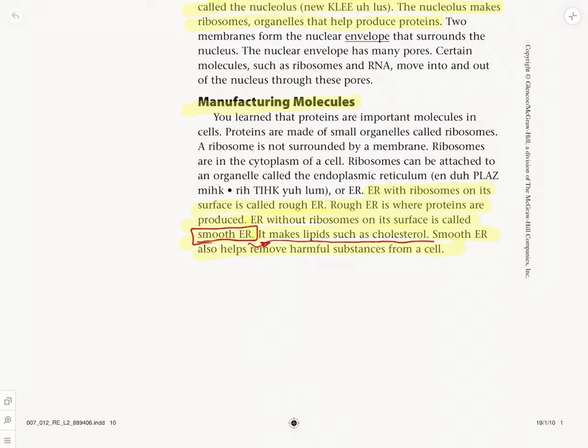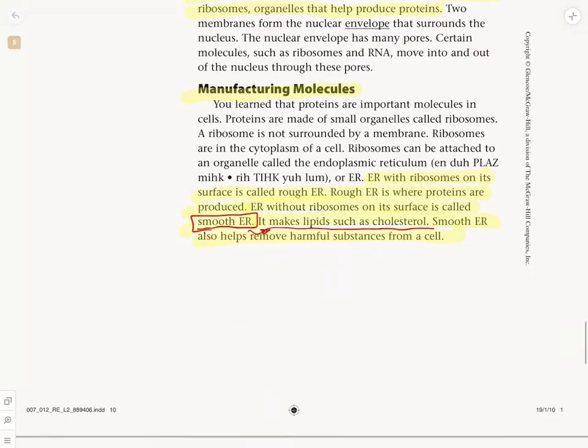Rough ER is where proteins are produced. ER without ribosomes on its surface is called smooth ER. It makes lipids such as cholesterol. Smooth ER also helps remove harmful substances from a cell.